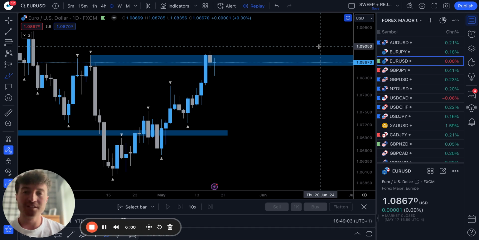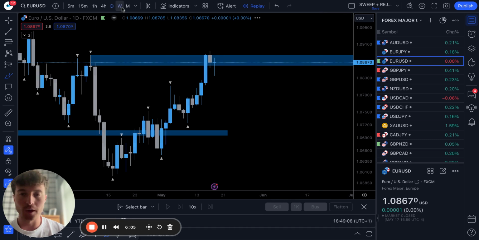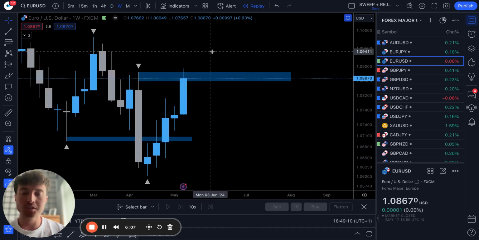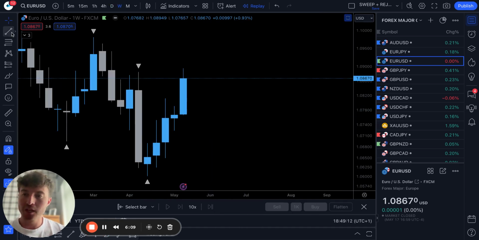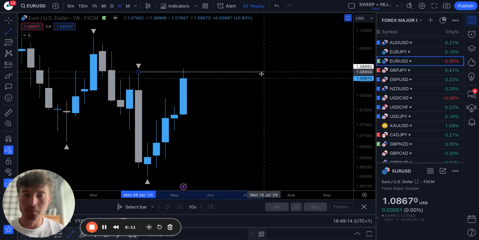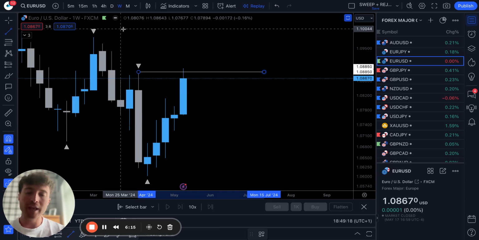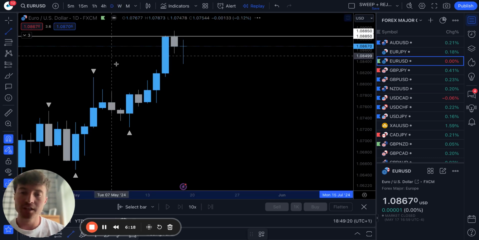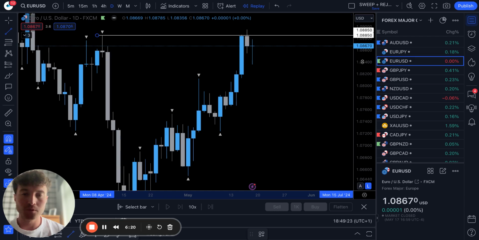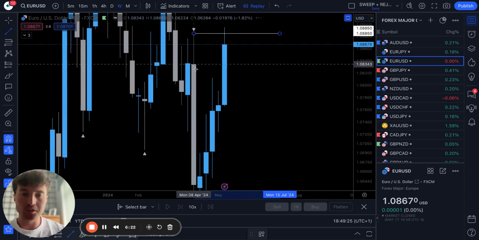Now let's look into Euro USD. This is starting to look interesting. Okay, so this is a weekly perspective just for simplicity, and let's mark this on. So the most recent fractal high is here, and we've currently raided that liquidity above that fractal high. Okay, so this is the weekly perspective here.